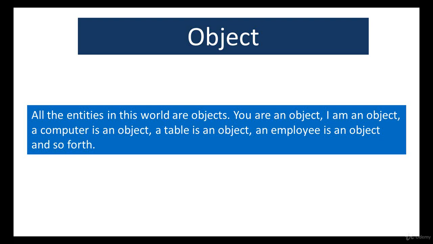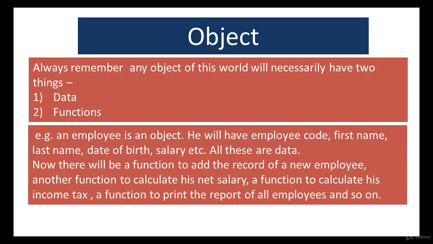And later we will learn that any object of this world will necessarily belong to a class. Class means category. Always remember, any object of this world will necessarily have two things: data and functions.